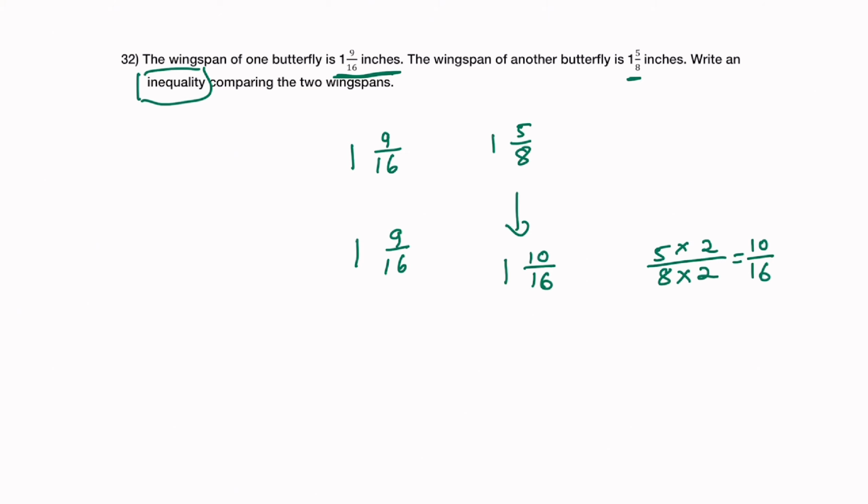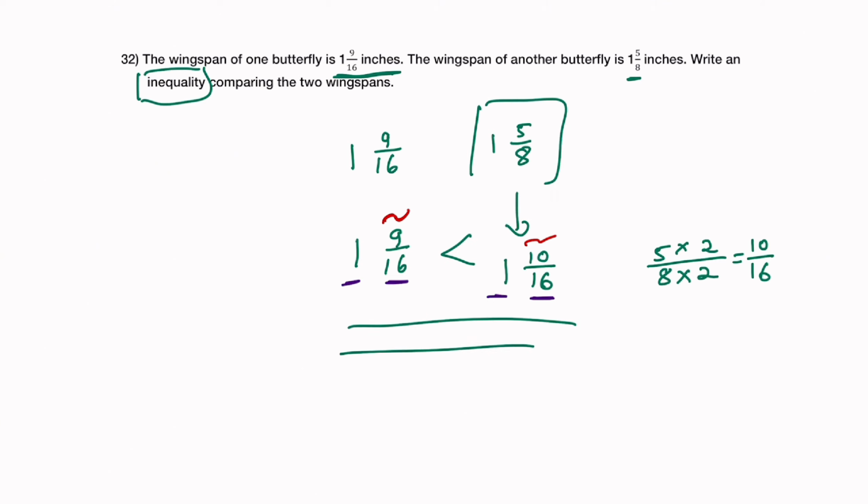Now see which one is greater. 1, same. 16, same. What is different is your numerator here. So 9 upon 16 or 10 upon 16? Of course, this way, right? So this one, 5 upon 8, is a larger one. So inequality sign is going to be this way. 9 upon 16 is less than 10 upon 16.